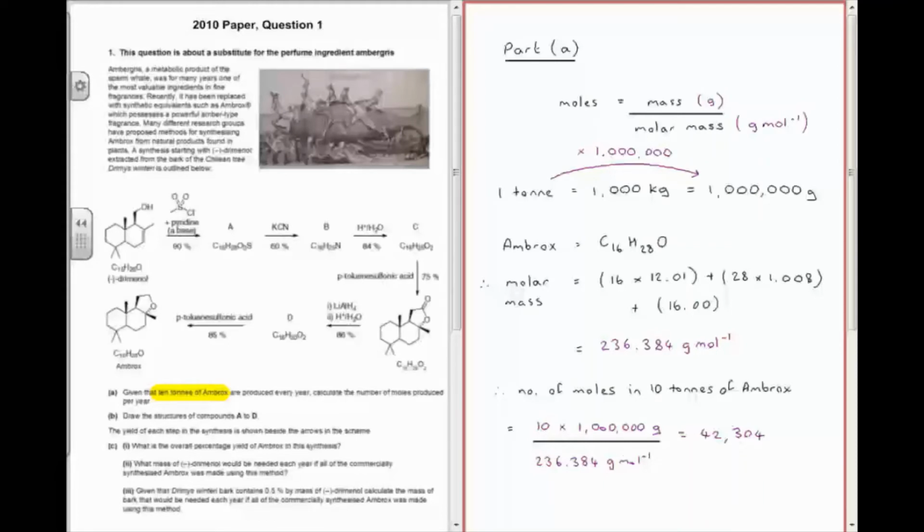Our starting mass of ambrox is only given to 2 significant figures, 10 tons, and so we can only give our final answer to the same degree of accuracy. And so our final answer to the question of how many moles is in 10 tons of ambrox must be 42,000.